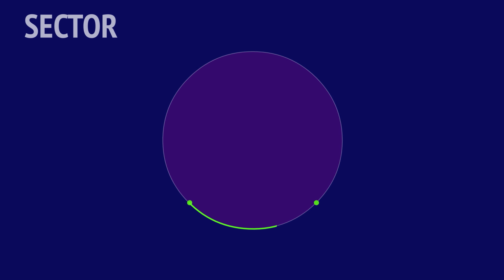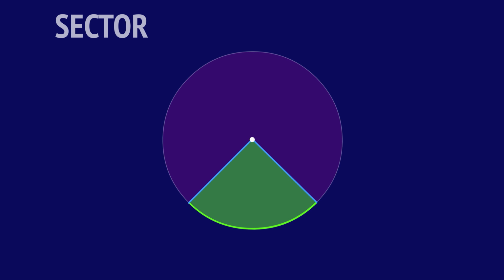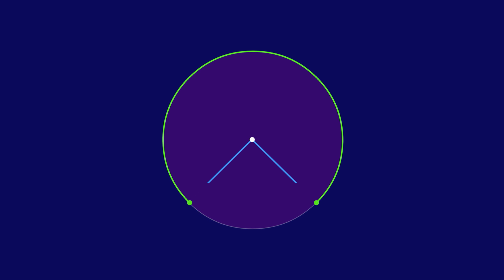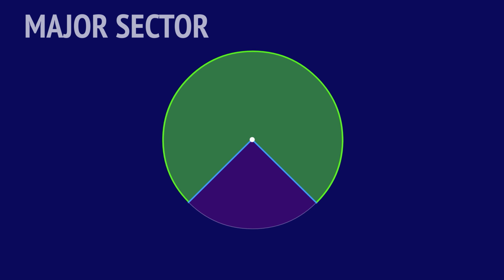A sector is a portion of the circle enclosed between two radii and the arc that joins them. Given any two radii, we can define two possible sectors. This smaller sector is formed between the radii and the minor arc. We call this the minor sector. The larger sector is formed between the radii and the major arc. We call this the major sector.